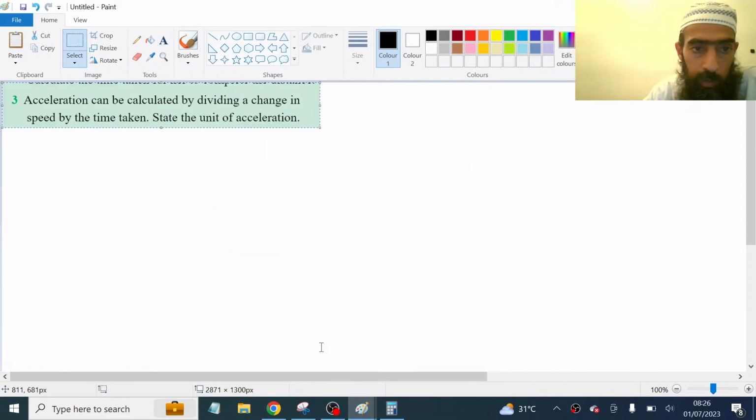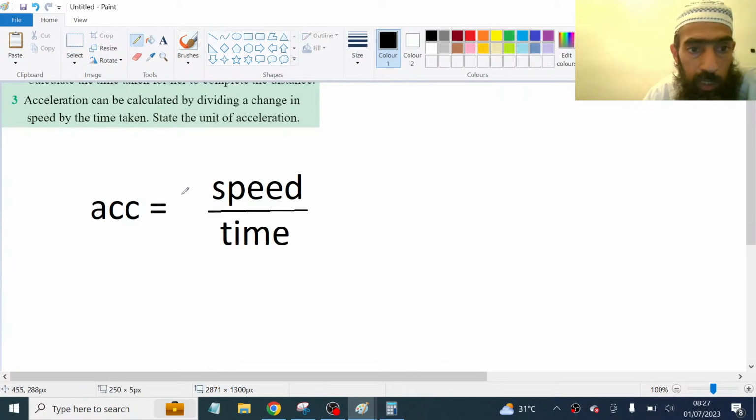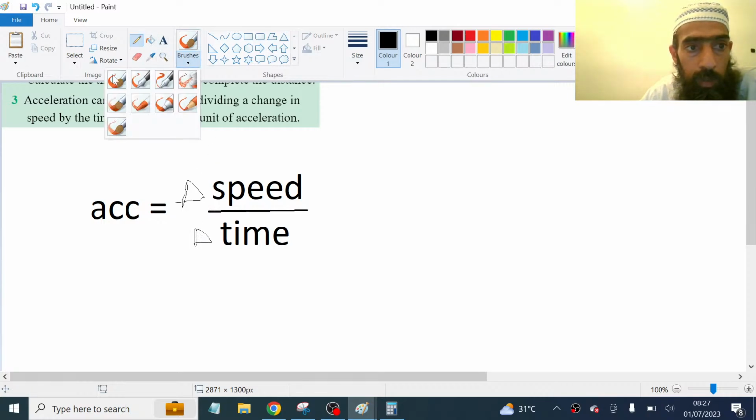Let's have a read of this one. Acceleration can be calculated by dividing a change in speed by the time taken. The unit of change is normally written as a triangle here: change in speed divided by change in time. So it all depends on what units we're feeding in.